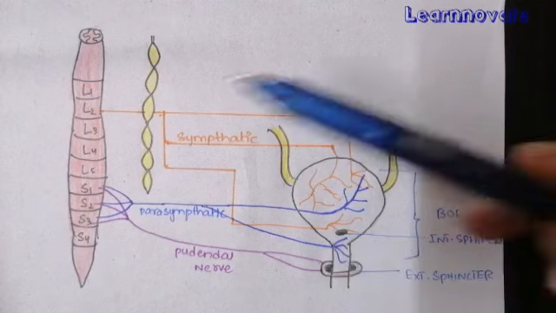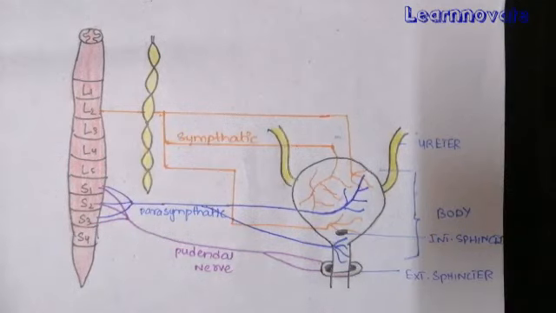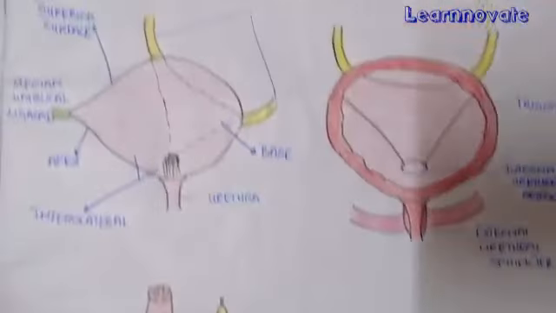So this was about the innervation of the urinary bladder, and we have just discussed the anatomy. I hope you will understand it well.